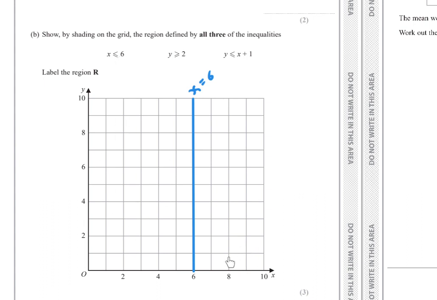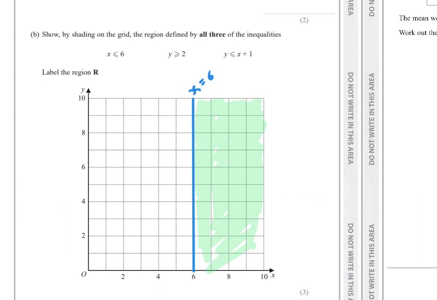You can shade the unwanted region. You have a choice: you can shade the unwanted region or mark X for the unwanted region, but you have to write R in the region which satisfies all the inequalities. So if we shade the unwanted region, we shade this region, where x is more than 6, since we need x less than or equal to 6.